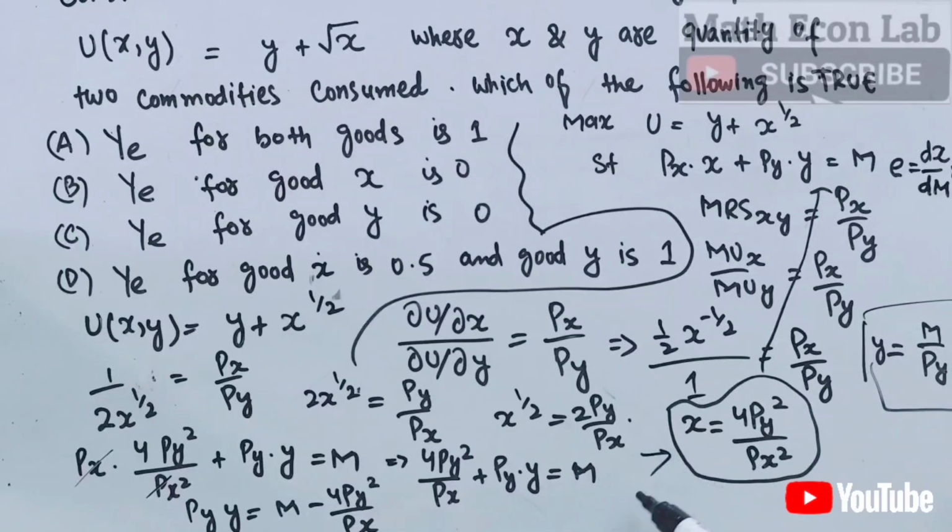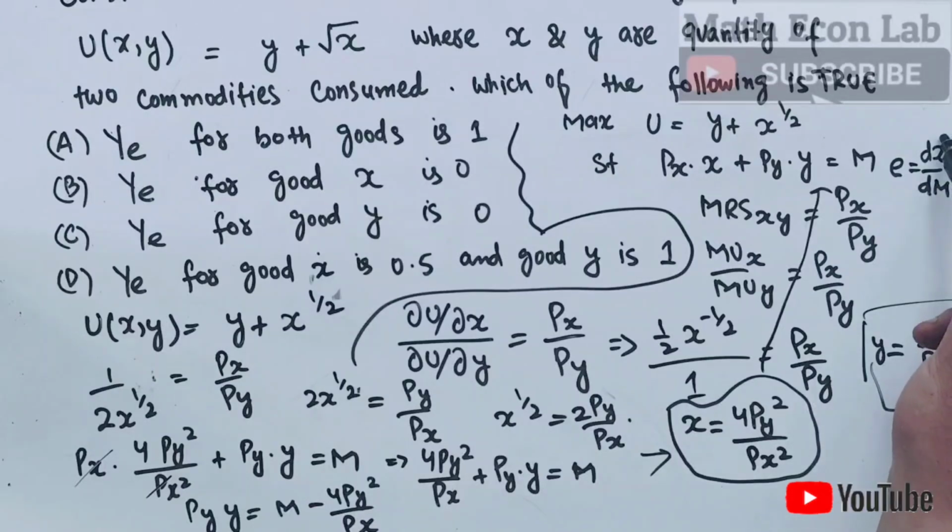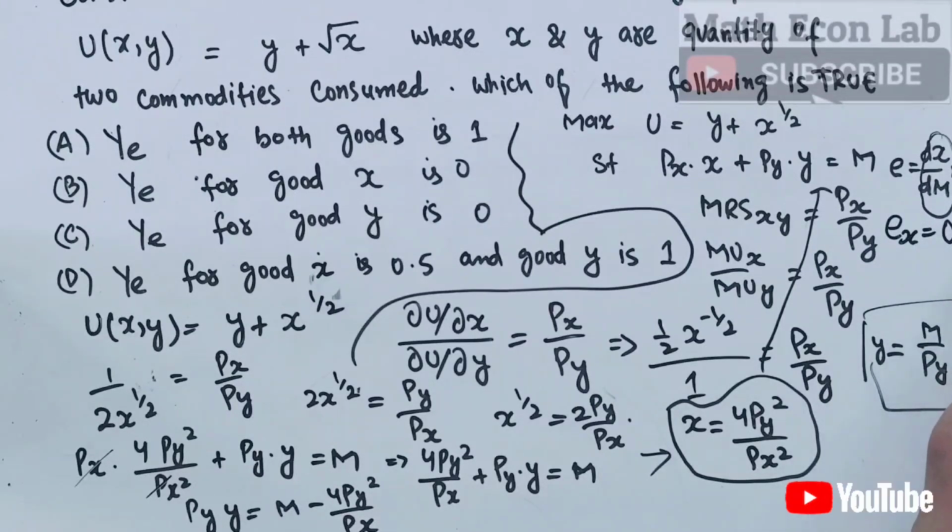Now if this is our demand function, its derivative with respect to income is 0 because income, M, is not here. That means this derivative will be equal to 0. So the income elasticity of demand for good X will be equal to 0 times M upon X, so the elasticity of demand for good X will be equal to 0.